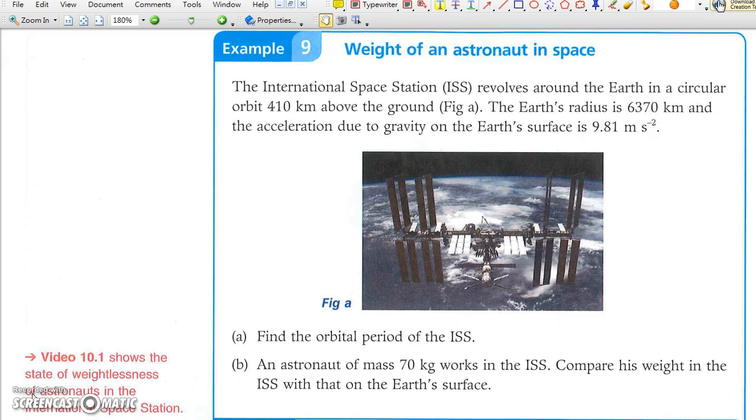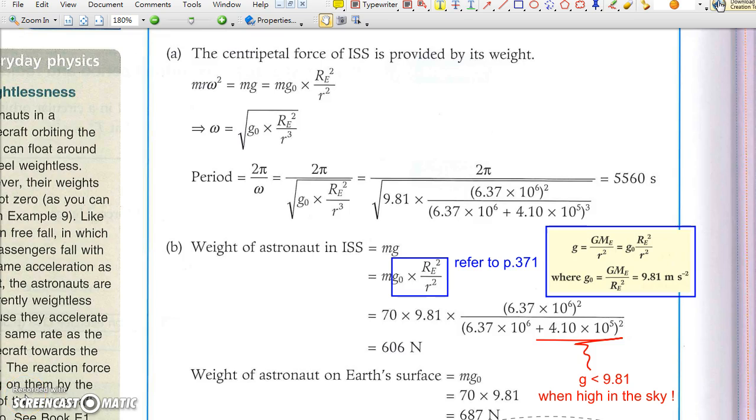In example 9, we can find the orbital period of the ISS, which is orbiting in a low-level orbit, and hence its period is about 90 minutes, similar to that in example 7. In part B, the weight of an astronaut is found to be smaller than that on the Earth's surface, as he is further away from the Earth's center.